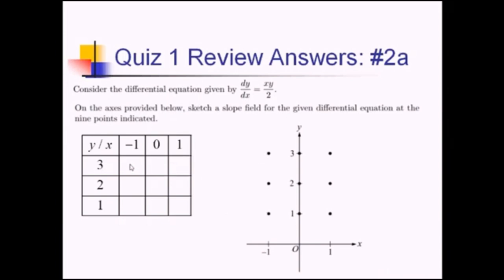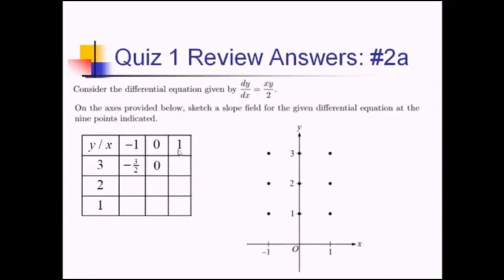So starting up here, and I'm going to go row by row, I've got the y value 3 times the x value -1. So 3 times -1 up here, or actually -1 times 3, because it's x then y, all over 2. That's going to be -3/2. Now I've got a 0 for x up here. That just gives me 0 no matter what else happens.